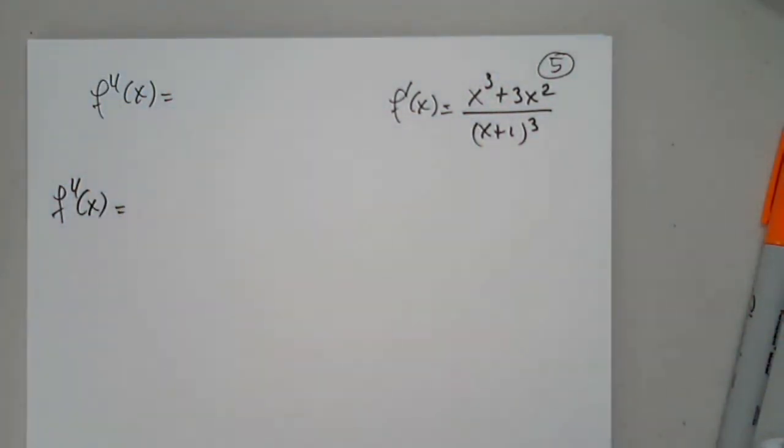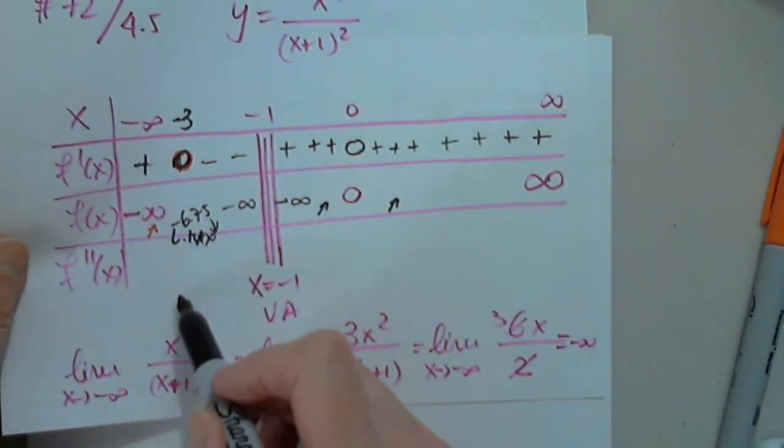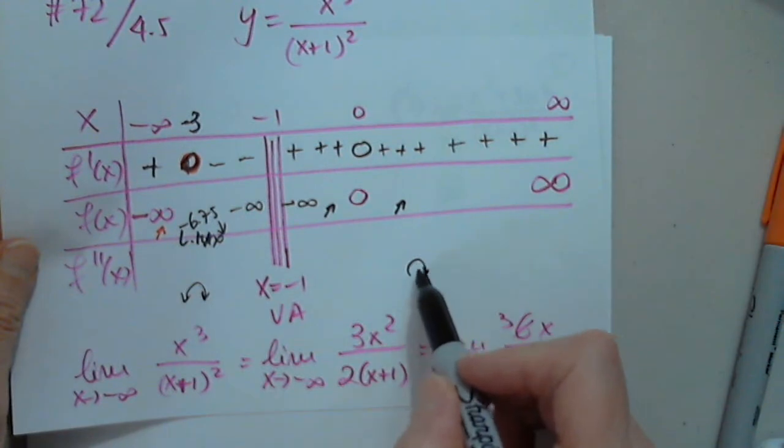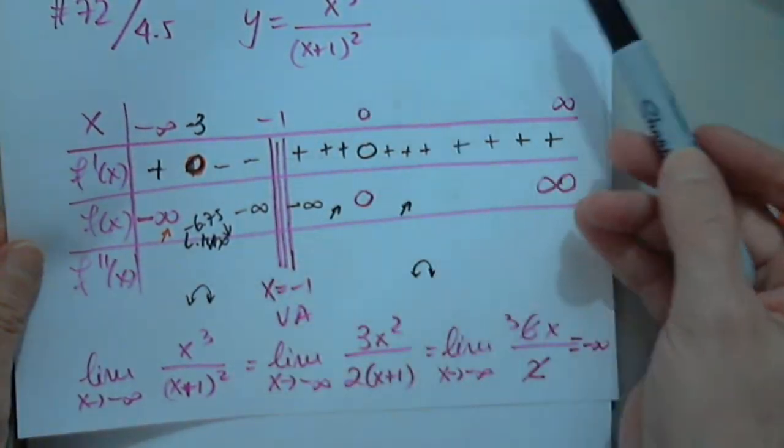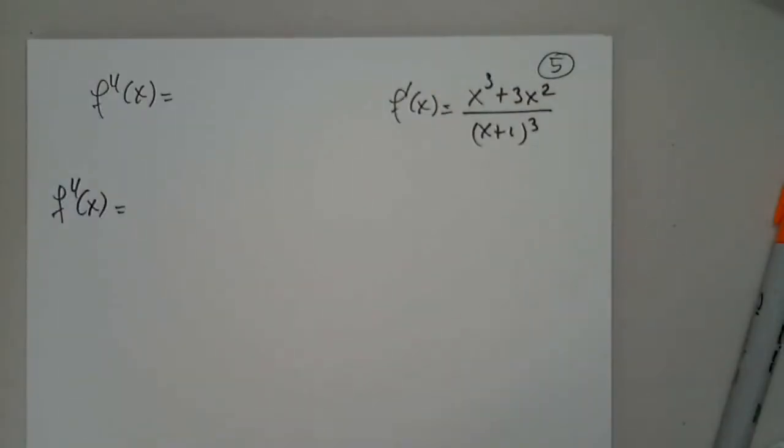Although, at this point, I know what to expect. I know that this has to be this, and this has to be this as well. Why? Because it's coming from negative infinity going to positive infinity. There is no other way. But we'll see in a moment.